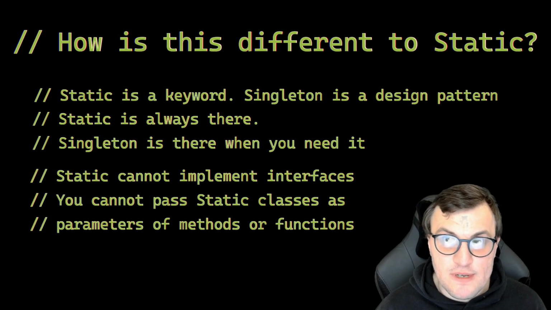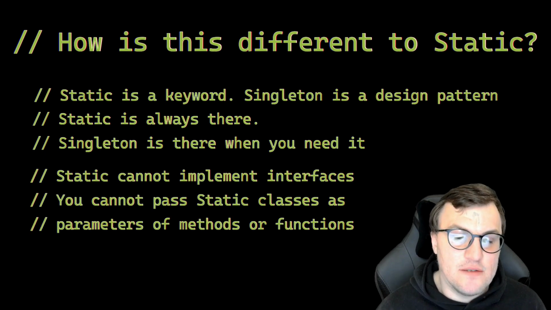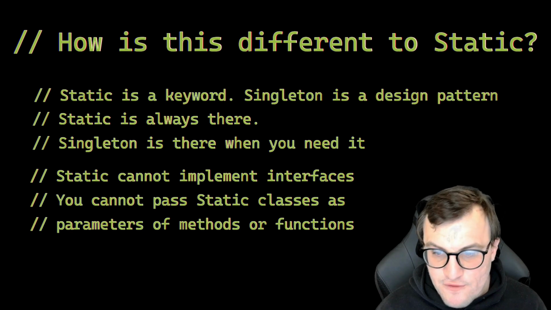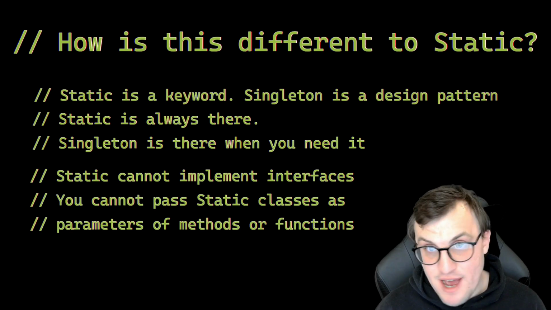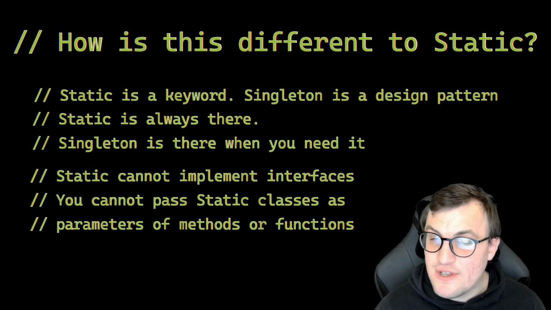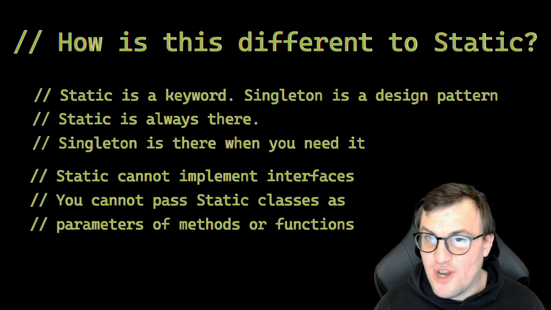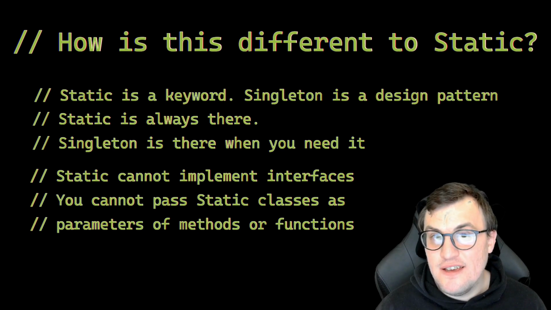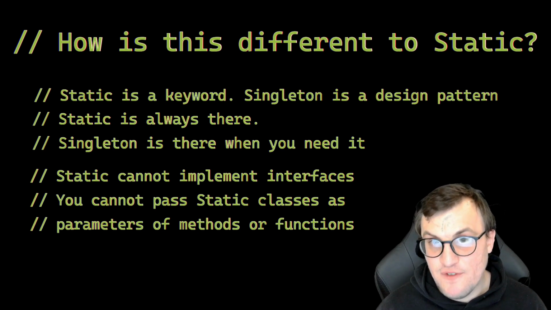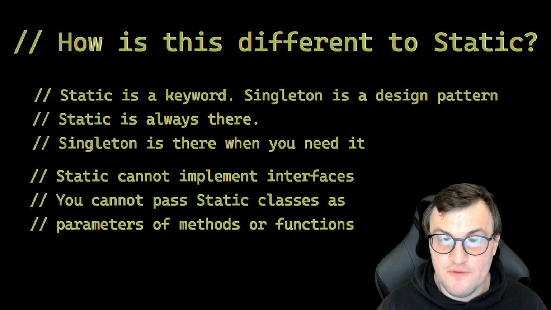The other thing to note about static classes is you can't pass them as parameters to methods or functions, whereas you can pass an instance of Singleton, because at the end of the day, it is still an instance class, it's just there's only one of them. And on top of that, Singleton classes can implement interfaces, which is not something that's available for static. So those things hopefully will help you decide whether static is a better choice for you or Singleton is a better choice for you, alongside the other things around shared resources.